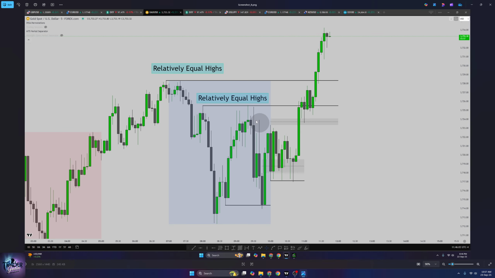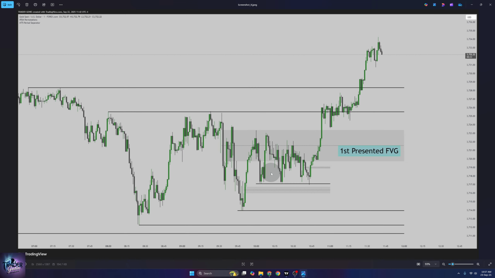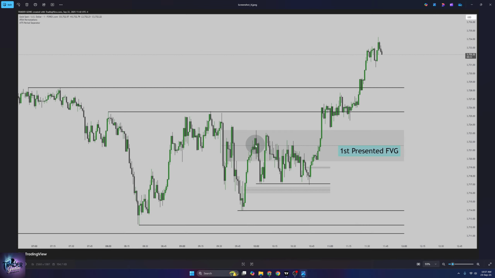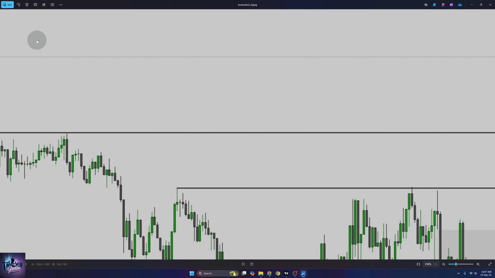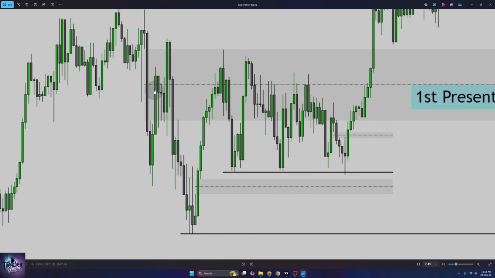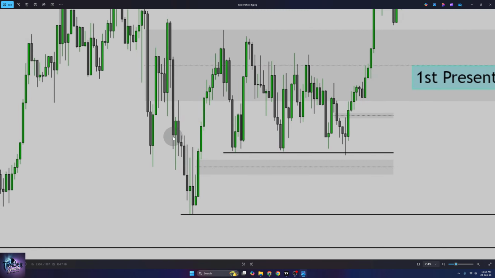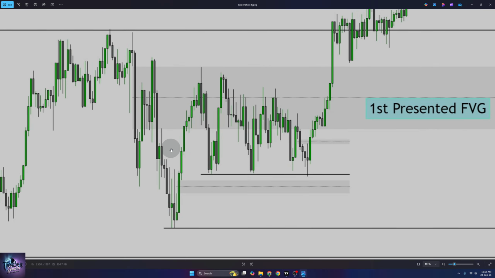Which is this fair value gap? Look at relatively equal highs, relatively equal highs, same as the Nasdaq we have just studied. And on 1 minute time frame, although unfortunately on 5 minute time frame we do not see any first presented fair value gap in this leg. This is the 9:30 candle, but on 1 minute time frame we do have a fair value gap, the first presented fair value gap right after 9:30.